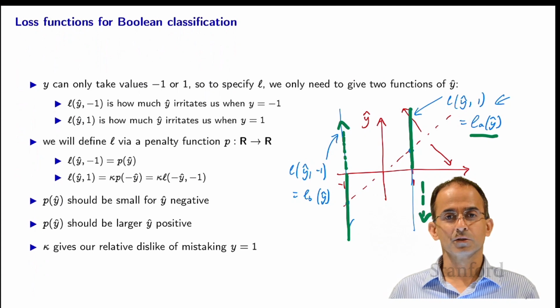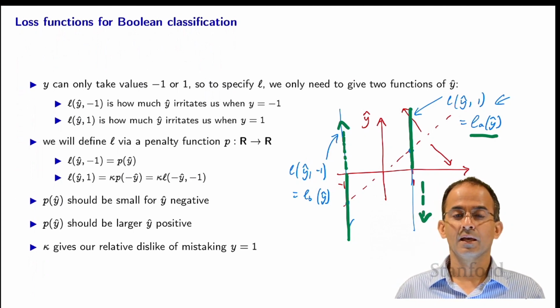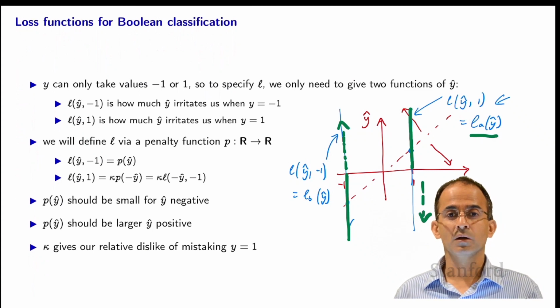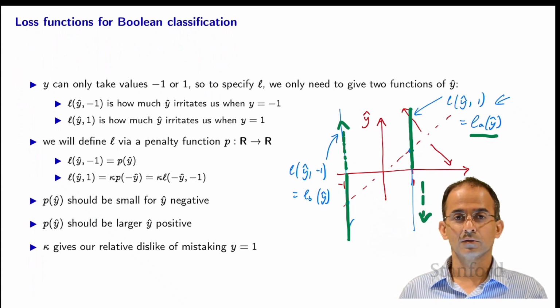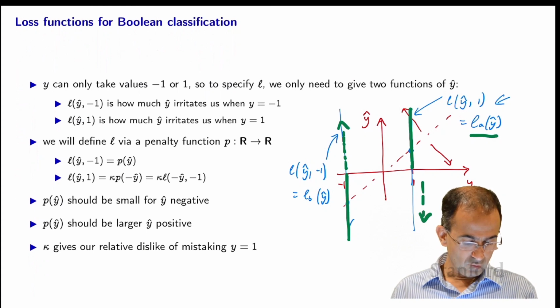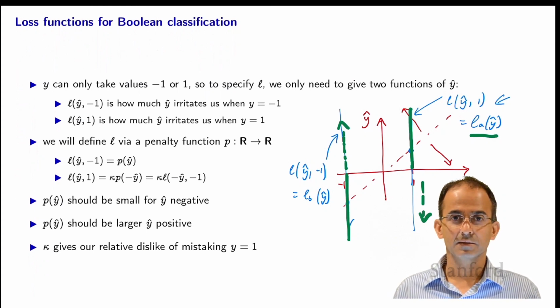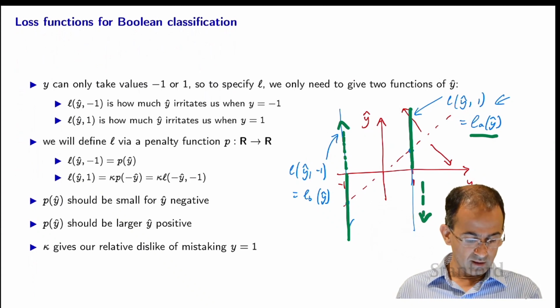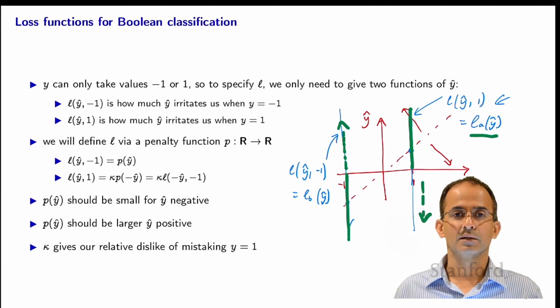And so we've got to look at two functions that behave in opposite ways. L of y hat, 1, we'd like to be large when y hat is negative, and small when y hat is positive. L of y hat, minus 1, we'd like to be small when y hat is negative, and large when y hat is positive. The way we're going to get this is we're going to define a penalty function, p, and we'll have L of y hat, minus 1 be just p of y hat, and we'll have L of y hat, 1 be p of minus y hat.